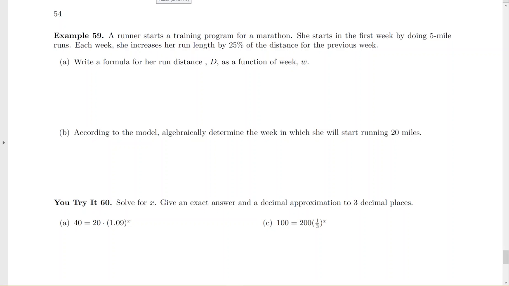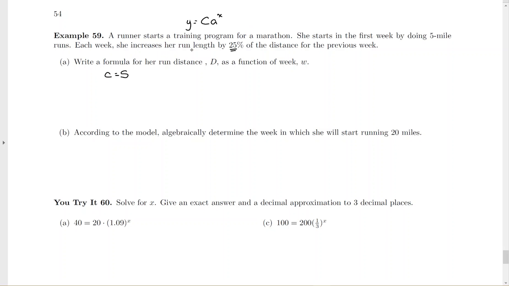In this word problem, we're looking at an exponential function here. We can see that we're increasing by a rate. So I've got to think of y equals c a to the x power. And in this one, she starts her first week by doing a 5-mile run. So that's my initial amount. My c is 5.